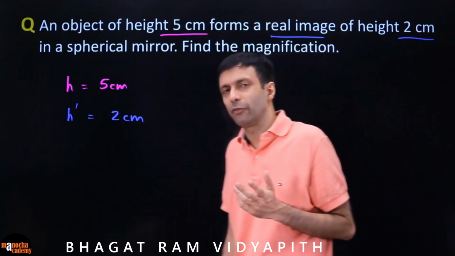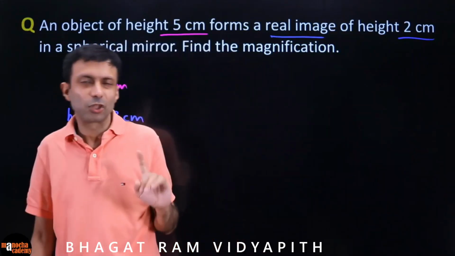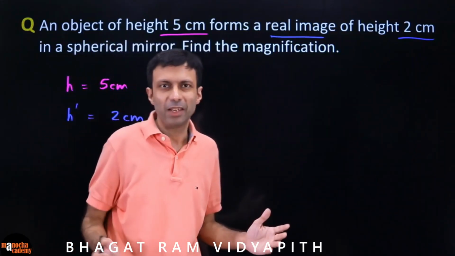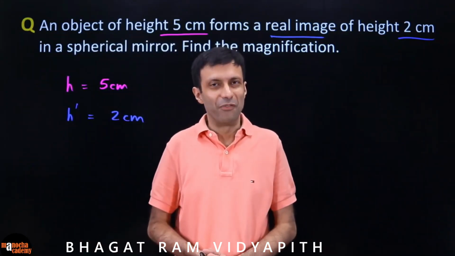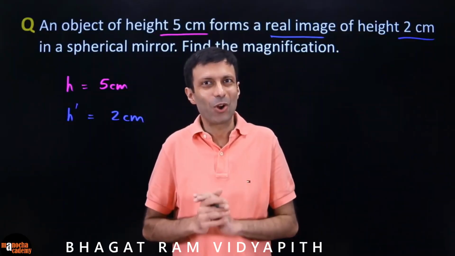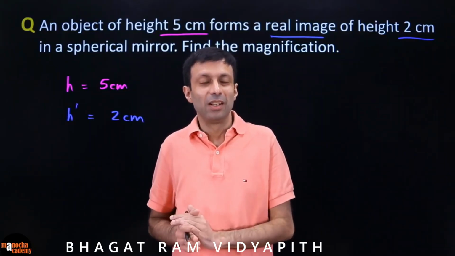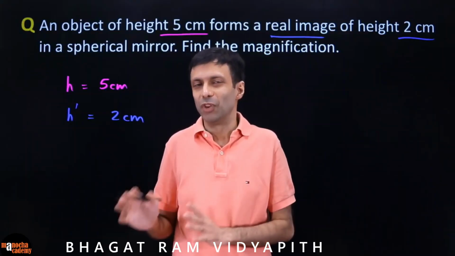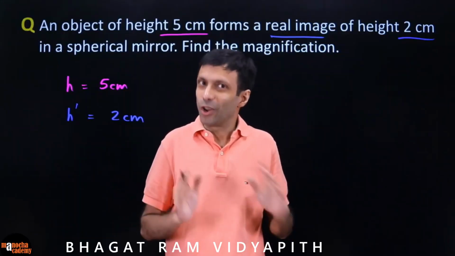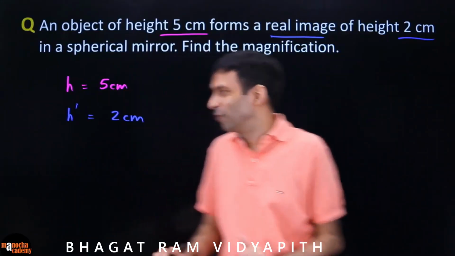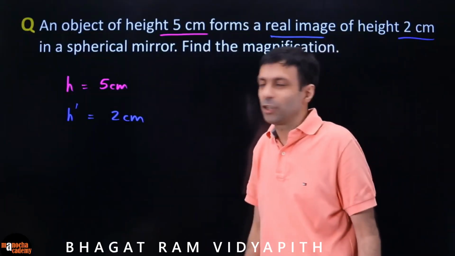But which one do you think it will be? Real image, who gives? Concave or convex mirror? Can you guys tell me? Who gives a real image? A concave or a convex mirror? Very good. Correct answer is only concave mirror can give real image. Convex mirror only gives virtual image, which means the image can only form behind the mirror for convex. Concave mirror can give real image. Very good. So that's another thing that you guys know.